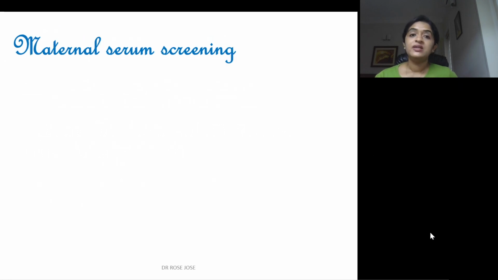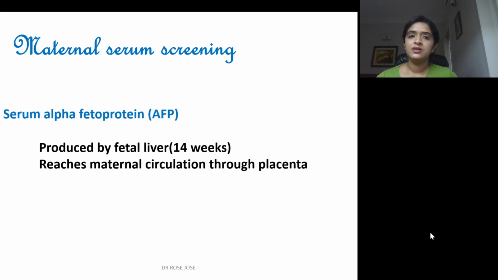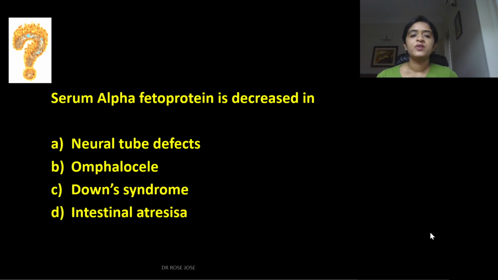Now coming to the maternal serum screening, which are the investigations which you usually do in maternal blood. The first one is serum alpha fetoprotein. It is usually produced by the fetal liver by 14th week. And what happens is this will reach the maternal circulation through the placenta, and you can test for the level of the serum alpha fetoprotein from the maternal blood. So why do you have to do this investigation?